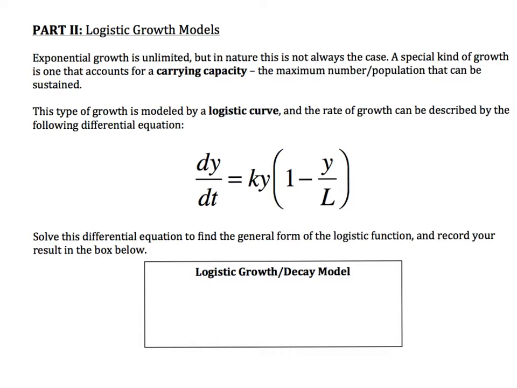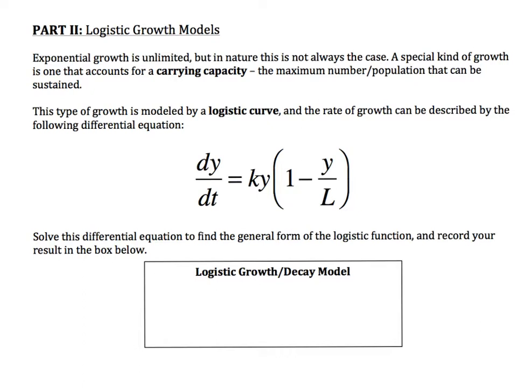Usually, there's a maximum number of individuals in a population that can be sustained. That's referred to as the carrying capacity. This type of growth is called logistic growth, and the rate of that growth is described by the following differential equation. This is called the logistic differential equation, and we've got it right here: dy/dt equals k times y times (1 minus y over L).